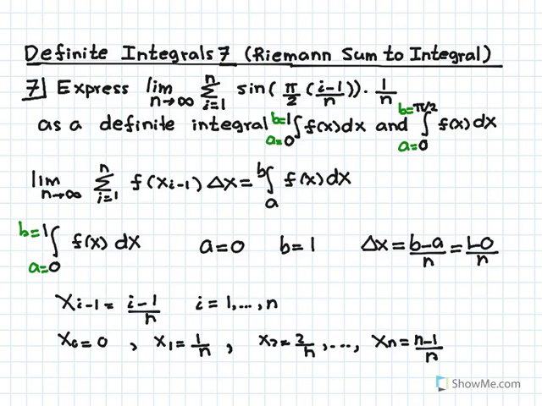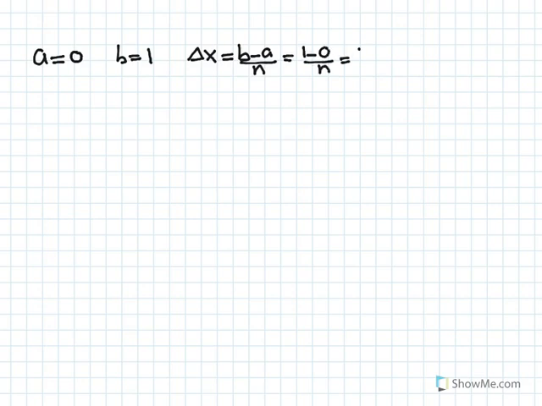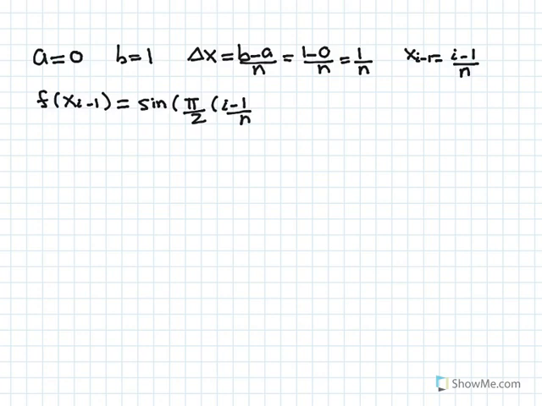All right, so now let's look at what we have. We have a is equal to 0. That's a lower limit of integration. b is equal to 1. Delta x, that's equal to b minus a over n. That is 1 minus 0 over n. That's 1 over n. We chose our x_{i-1} values to be i minus 1 divided by n. So the functional values, f of x_{i-1}, that's going to sample the left-hand points, will be sine of pi over 2 times i minus 1 over n.